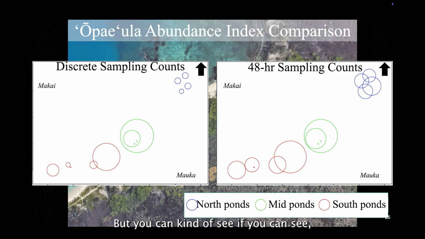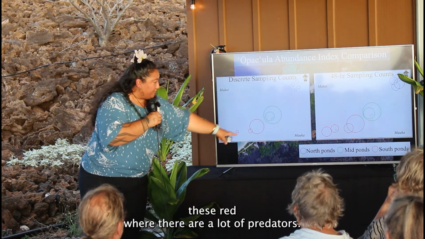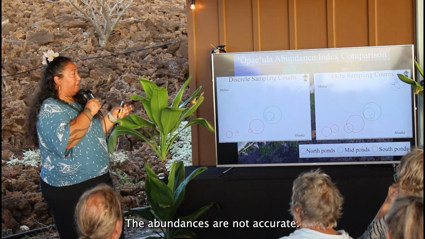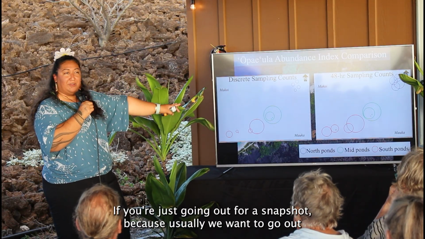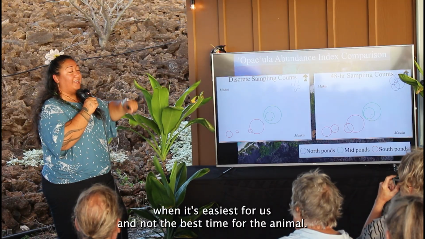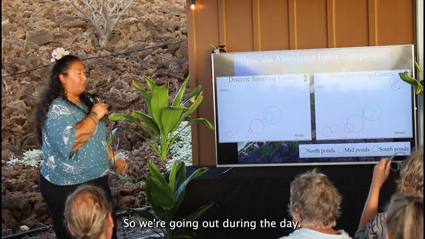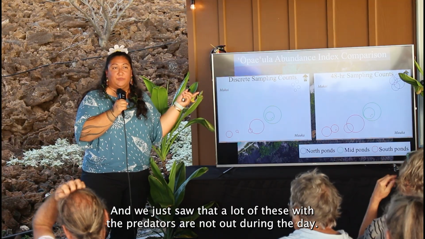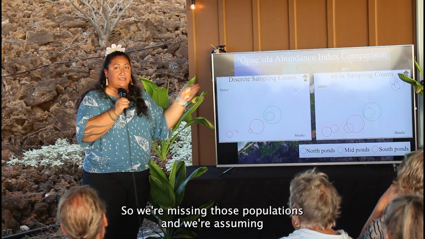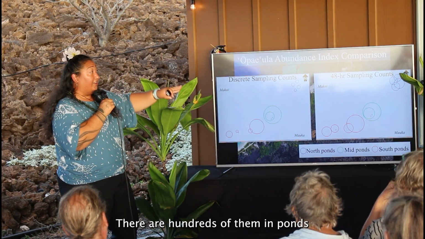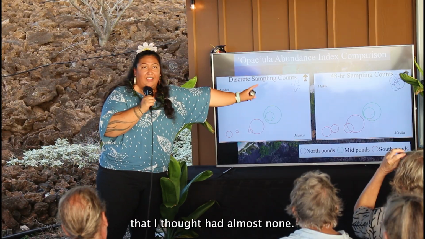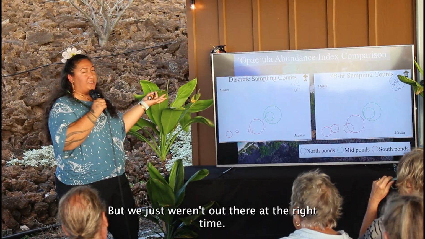But you can kind of see that especially for the northern ponds, where there's a lot of predators, and somewhat in the southern ponds, these reds, where there are a lot of predators, the abundances are not accurate if you're just going out for a snapshot, because usually we want to go out when it's easiest for us and not the best time for the animal. So we're going out during the day, and we just saw that a lot of these with the predators are not out during the day. So we're missing those populations, and we're assuming that they're struggling, but in reality, they're not doing that bad. There are hundreds of them in ponds that I thought had almost none. But we just weren't out there at the right time.